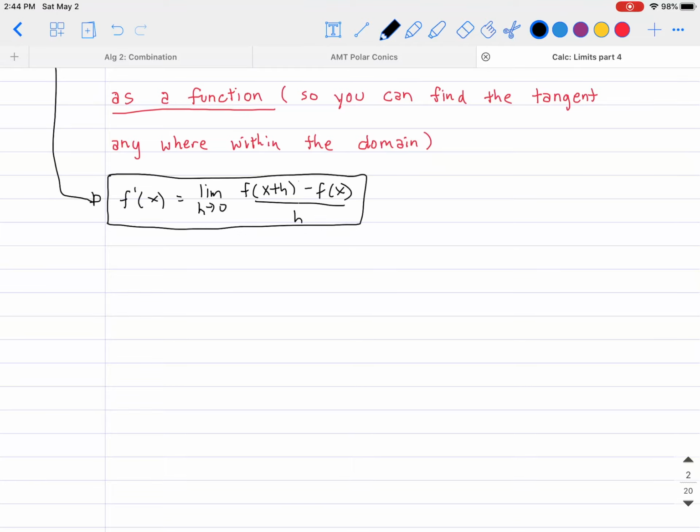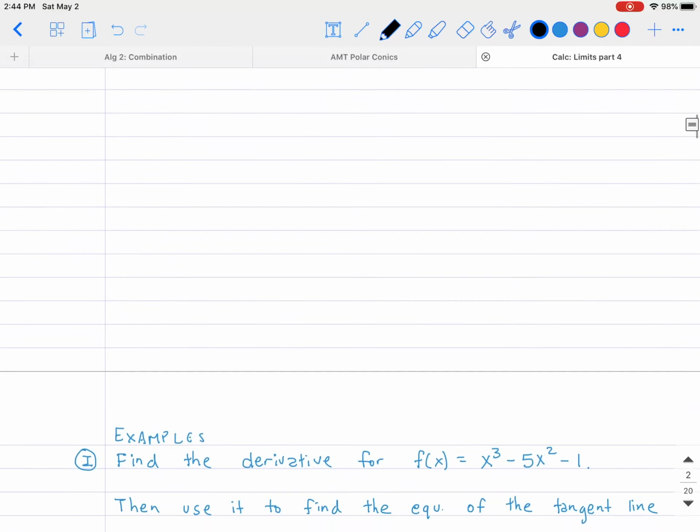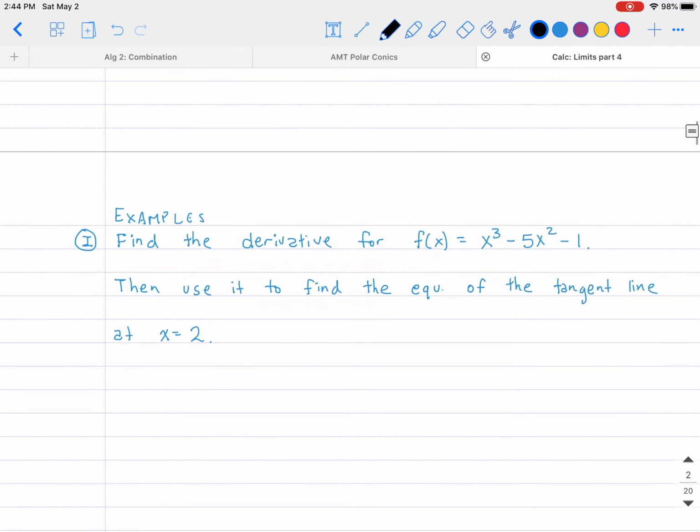Okay, so let's go ahead and try now to apply this to the functions that are given, and then we can maybe do a few examples. Here's the first one. Find the derivative of f of x is equal to x cubed minus 5x squared minus 1. Then use it to find the equation of the tangent line at x equals 2.